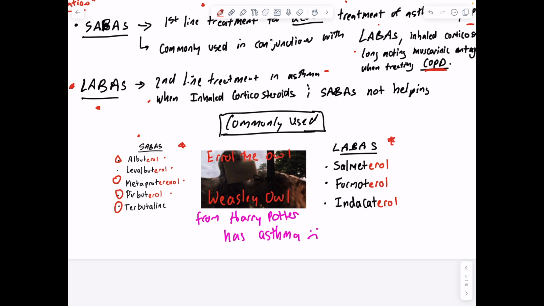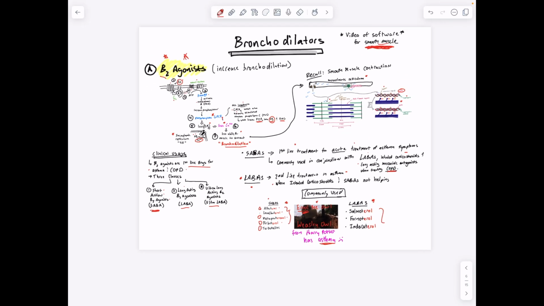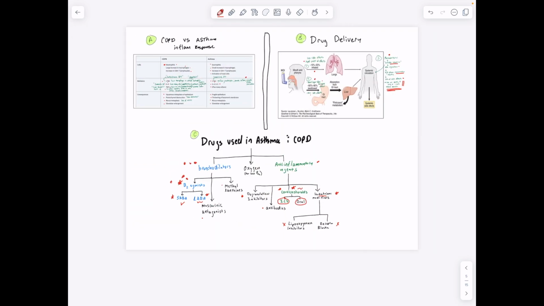For both of these, we have mnemonics in Sketchy, which I would again suggest using. It makes it a lot easier. But I just thought when I was writing this out, Errol is the owl from Harry Potter. He's often confused. Maybe he's struggling so much because he has asthma, and Errol could use some albuterol. All right, so those are our beta-2 agonists, which is our first type of bronchodilators.